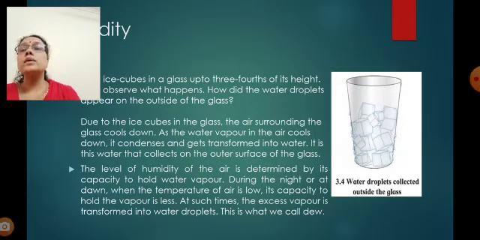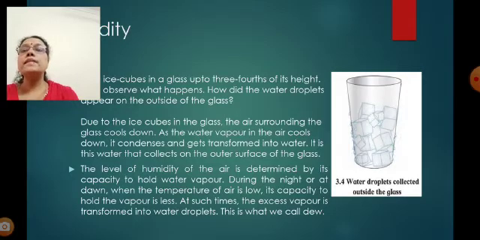How did the water droplets appear on the outside of the glass? Due to the ice cubes in the glass, the air surrounding the glass cools down. As the water vapor in the air cools down, it condenses and gets transformed into water. It is this water that collects on the outer surface of the glass.